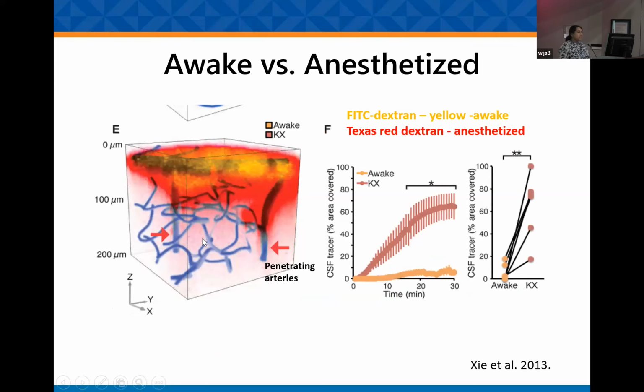Again, this time they looked at awake versus anesthetized, because if a mouse is anesthetized, it's in a similar, sleep-like state. Here the mouse was injected with FITC dextran, which is sort of yellow in the awake mouse. It's very similar to before, where you see a lot of this tracer sitting in the superficial cortical layers. Then they did it in the anesthetized mouse in red, and you can see that the red is diffusing throughout the brain. Again, in the graph here, you can see the percent area covered by the tracers when the mouse was asleep or anesthetized versus awake.